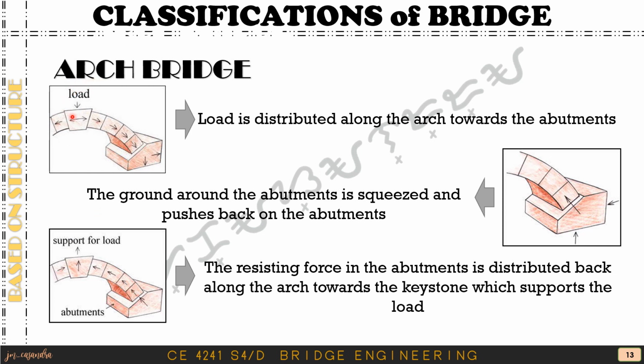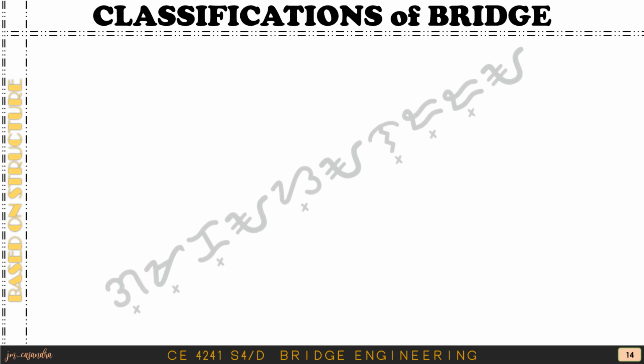Okay, so distribution of load towards the abutment. From the abutment, you will be giving it to the soil or the ground, and the ground will react through the abutment. Thus, we have compression on the bridge.